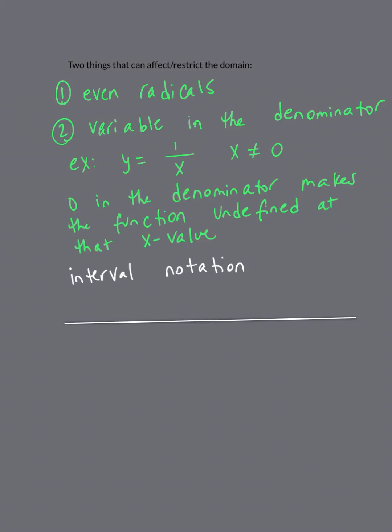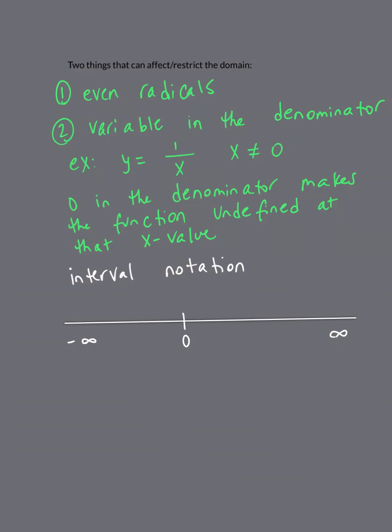The second thing that can have an effect or restrict the domain is when you have a variable in the denominator. For example, if you have y equals 1 over x, then x cannot equal 0, because if you have 0 in the denominator, it makes your function undefined. Let's also write x cannot equal 0 in interval notation. So again, thinking about our number line, negative infinity is over here, infinity is over here.